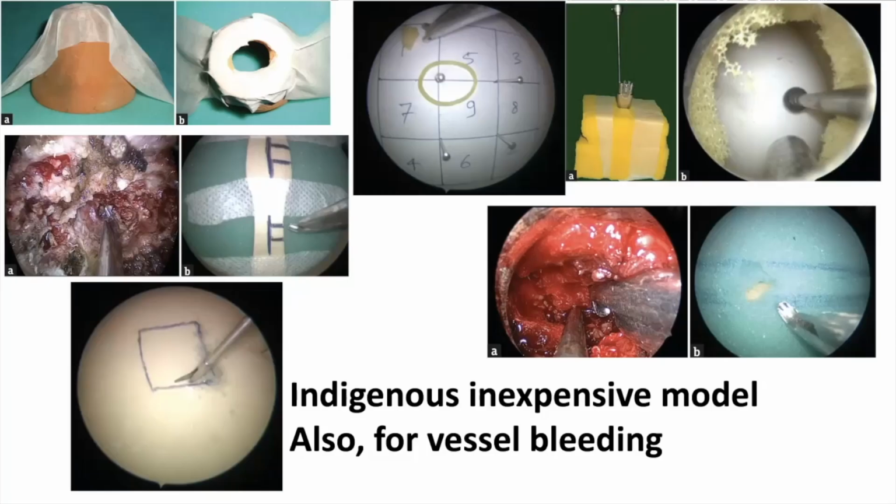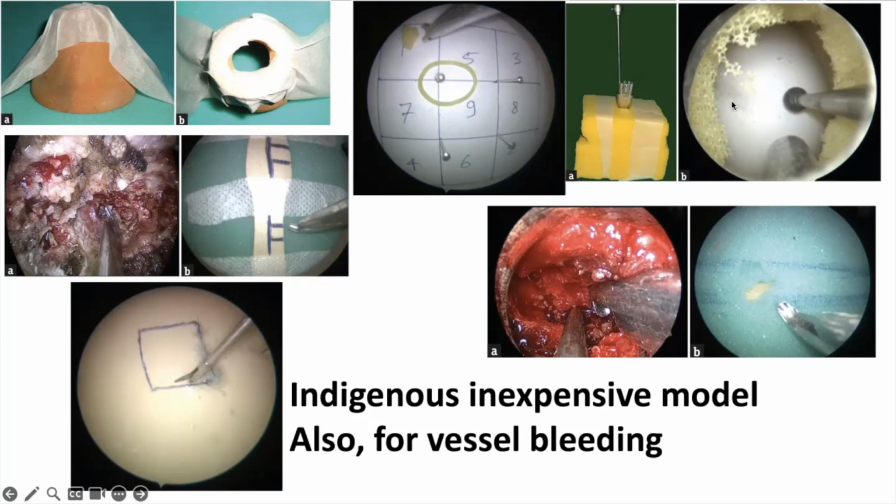Simple, indigenous, inexpensive model also can be made. This is our model. This is made of earthen pot, and the hole is made. The simple camera and LED light source can be placed underneath this hole. Precision can be practiced by dropping the rubber band on the pin without touching it.